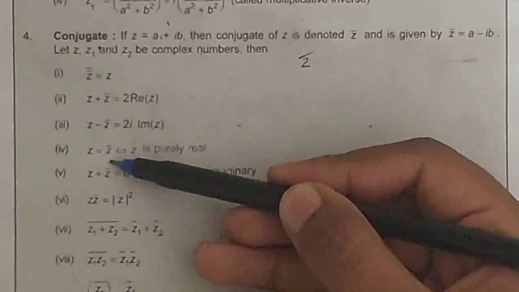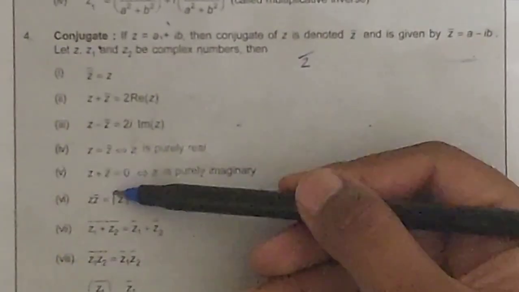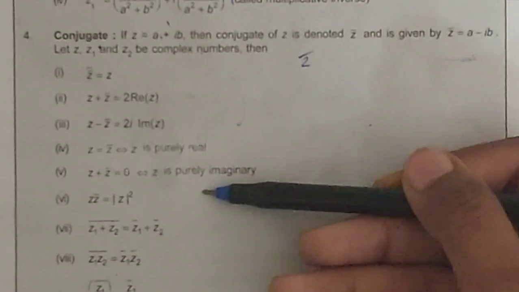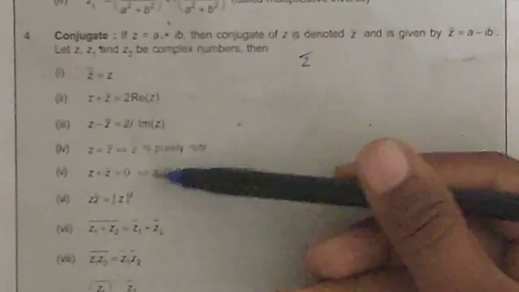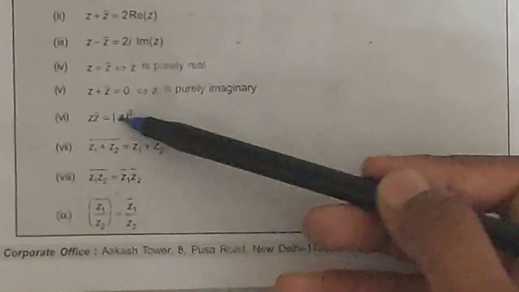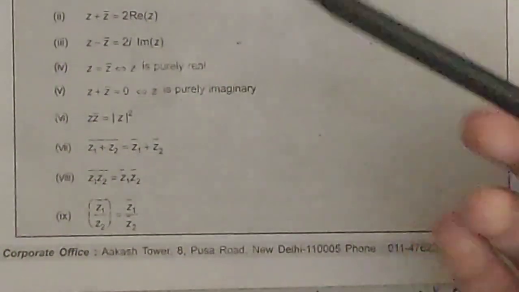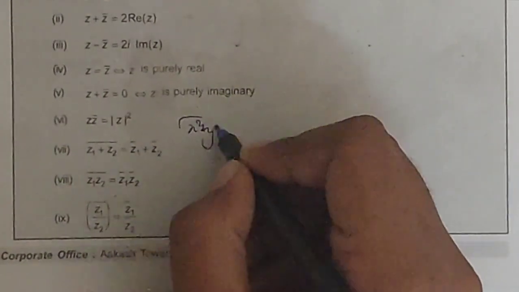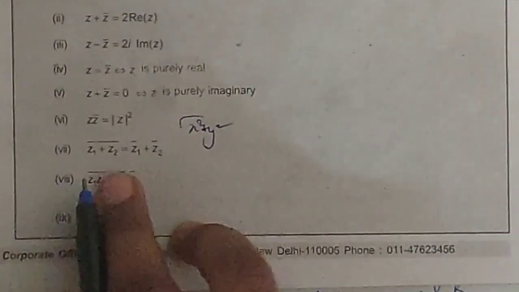If z equals minus z bar, then it's purely imaginary, and if z equals z bar, it's purely real. These are the properties. Just go through it one by one and you'll realize it. z times z bar is equal to mod z squared. This is the modulus. You're finding its modulus and then squaring it. You remember the modulus? After squaring, it becomes x squared plus y squared.